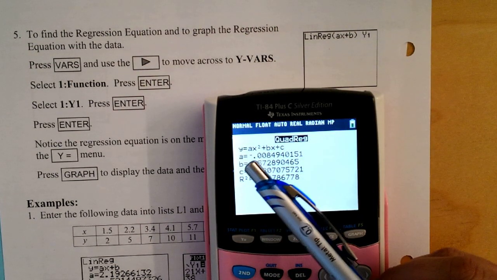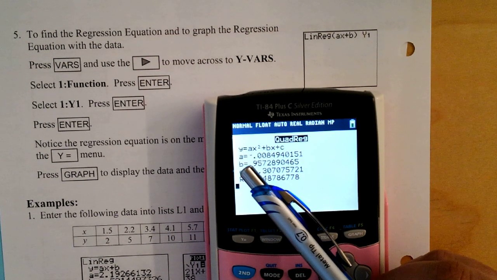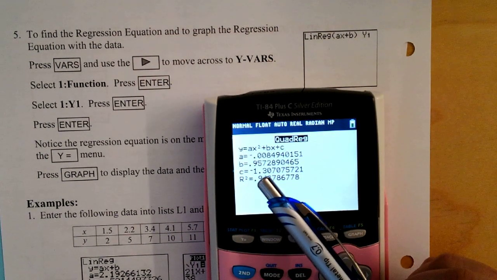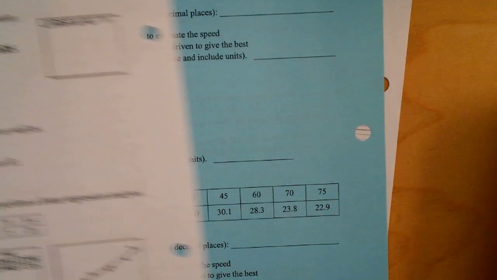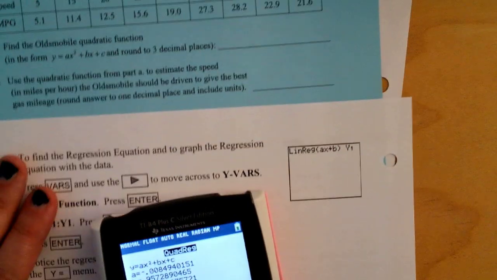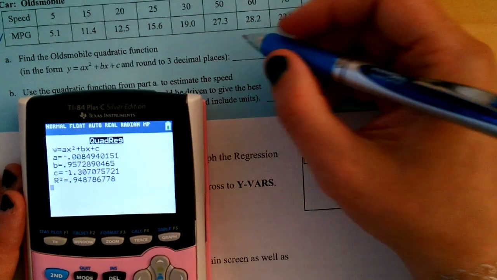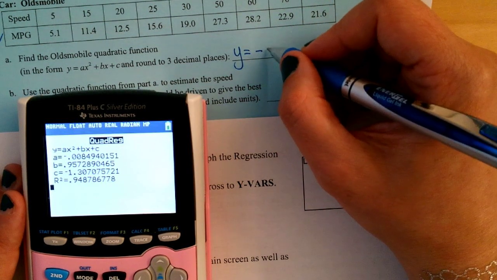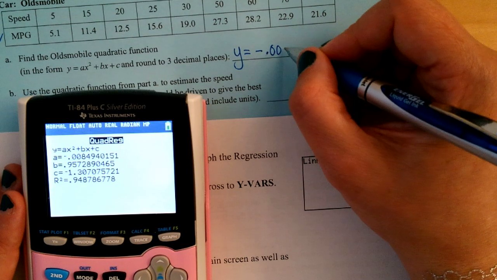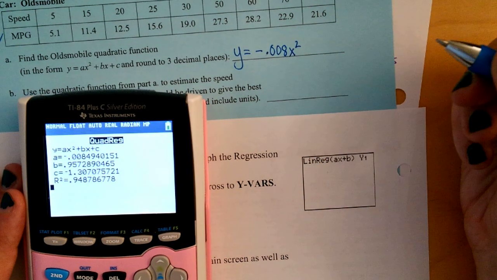So it's giving me the A that goes in for the A, the B that goes in for the B, and the C that goes in for the C. So if I want to write that equation, where should I write it? Okay, and it wants it accurate to 3 decimal places. So we have y equals negative 0.008 x squared. Does everybody see where I'm getting that?